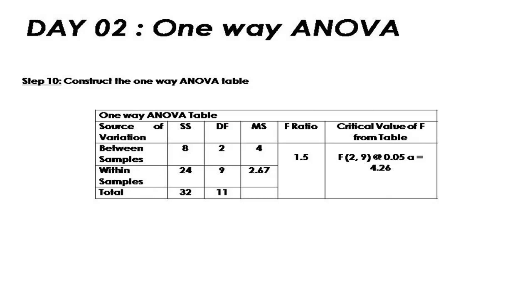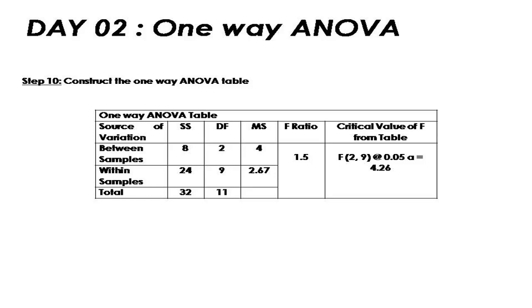In step number 10, we have to construct the one-way ANOVA table. In the one-way ANOVA table, you can see that there are various columns. Source of variation is given in the first column, and the sources of variation are within samples and between samples. In the second column, SS is given, the third column is DF, the fourth column is MS, the fifth column is the F ratio, and the sixth column is the critical value of F from the table.